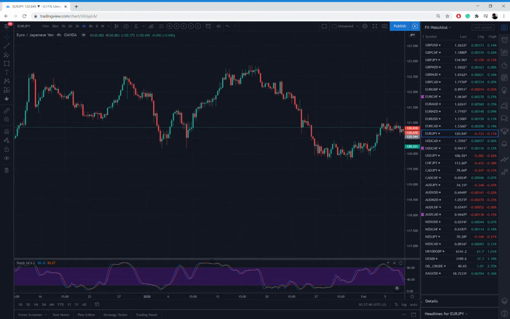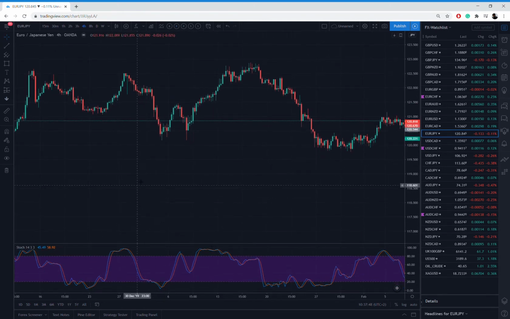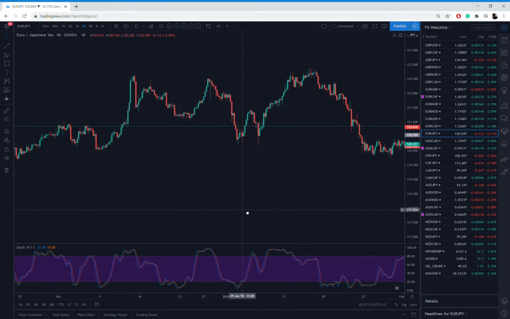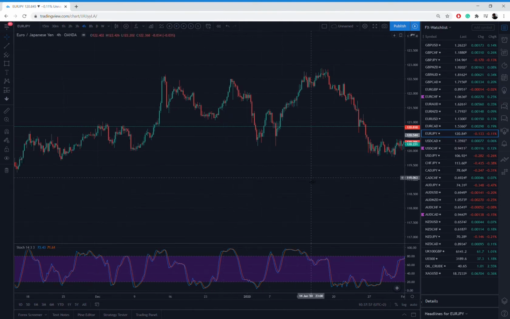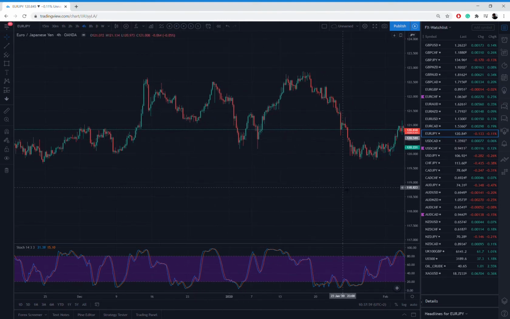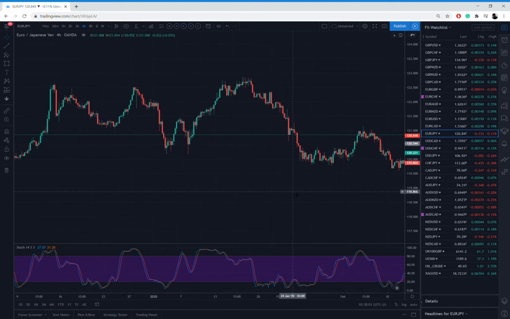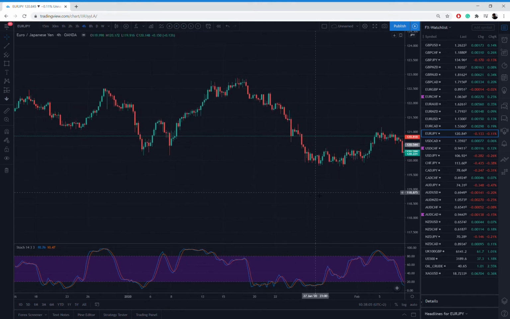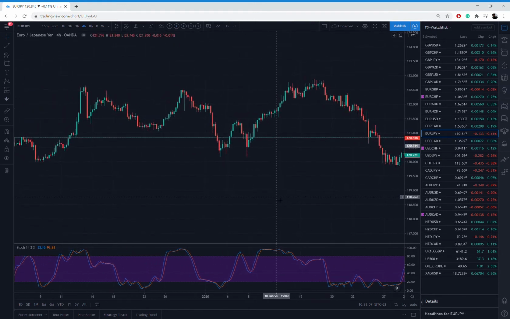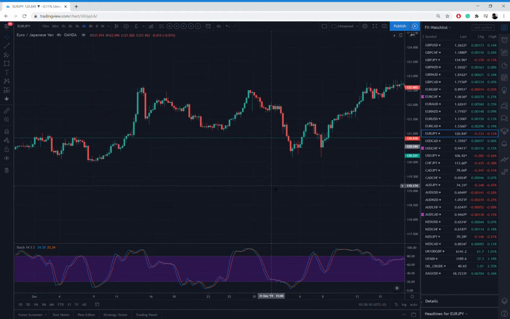It's an oscillator indicator, which means it's actually very powerful during ranging markets, but it can also be used in trending markets. And let's just see a couple of interesting moments where the indicator is flourishing.